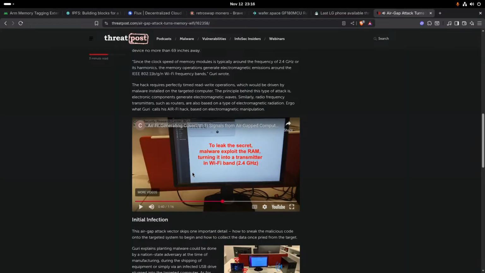It's leaking the malware exploit to the RAM, turning it into a transmitter on the Wi-Fi band. I don't fully understand how the hack's done. That's all I know. There is, what do you call it? Your HDMI cable is leaking information right now. The question you have to ask yourself: is it important enough for me to care about this?